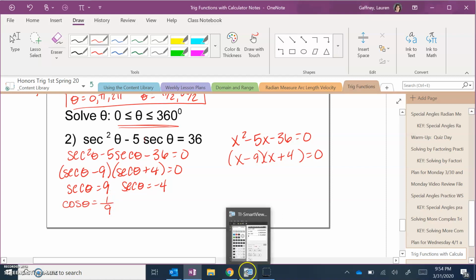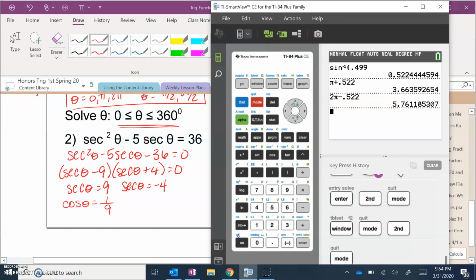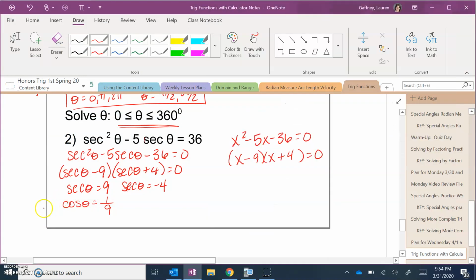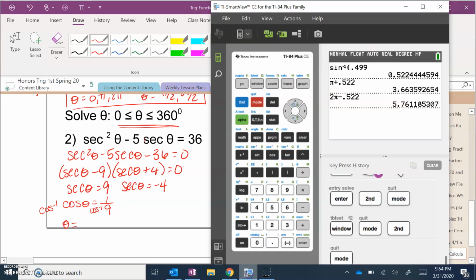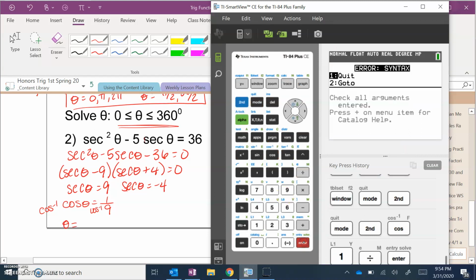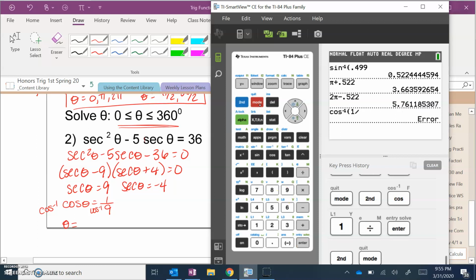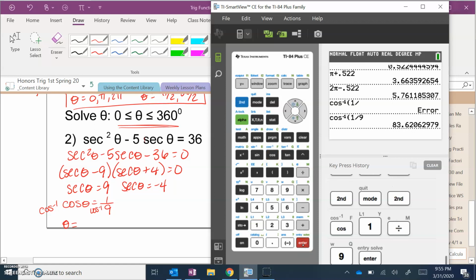Now, we want to be in degrees. So let's do inverse cosine, or cosine inverse, same difference, of 1/9. So second cosine inverse 1 divided by 9. Oh, sorry. Cosine inverse 1 divided by 9. And we get 83.62. Okay, so that is our reference angle.